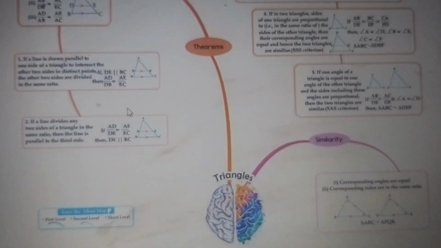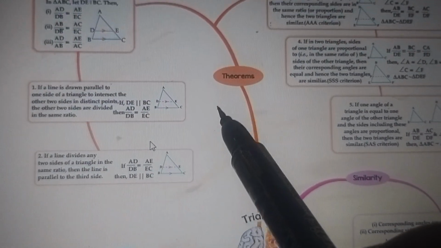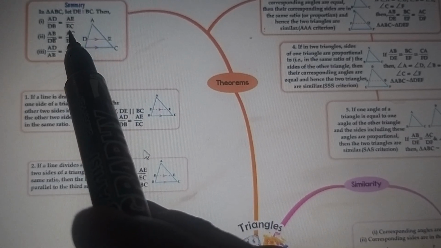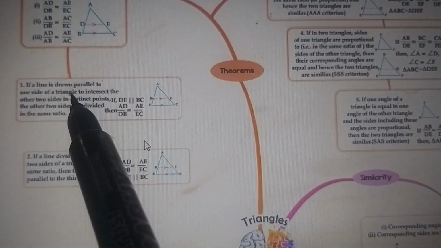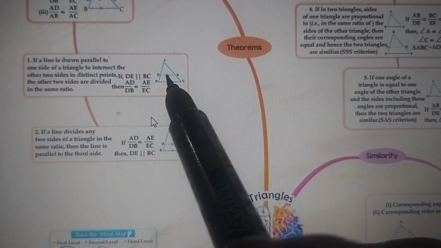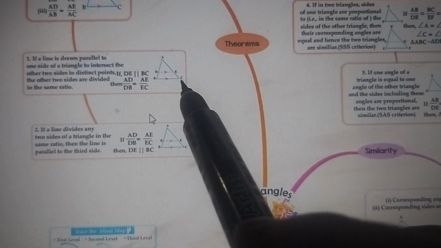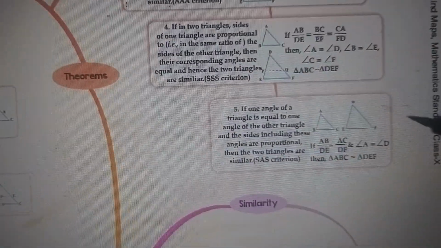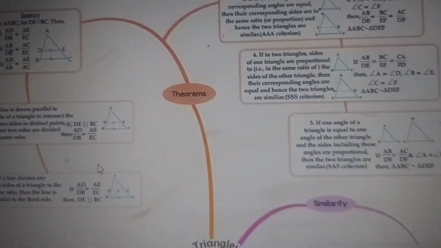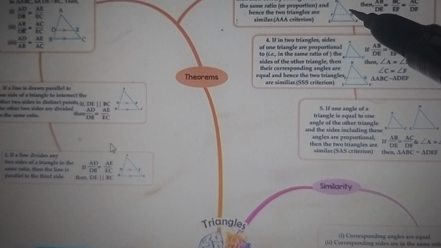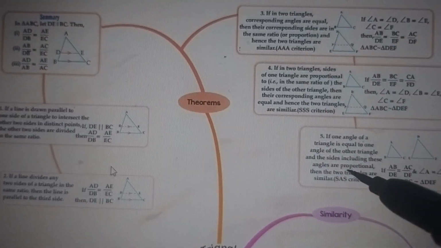Triangles are there. Okay, theorems based on triangles are AD by DB equal to AE by EC. These are the triangles we have to show. Okay, parallels, we have to show AD by DB equal to AE by EC. Okay, like this we have different types of theorems in this. Similarities are also given. Okay, in triangles we have so many problems given.